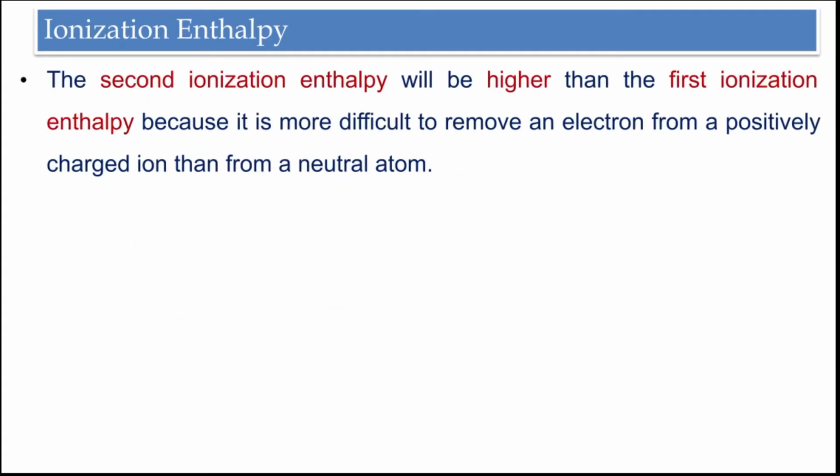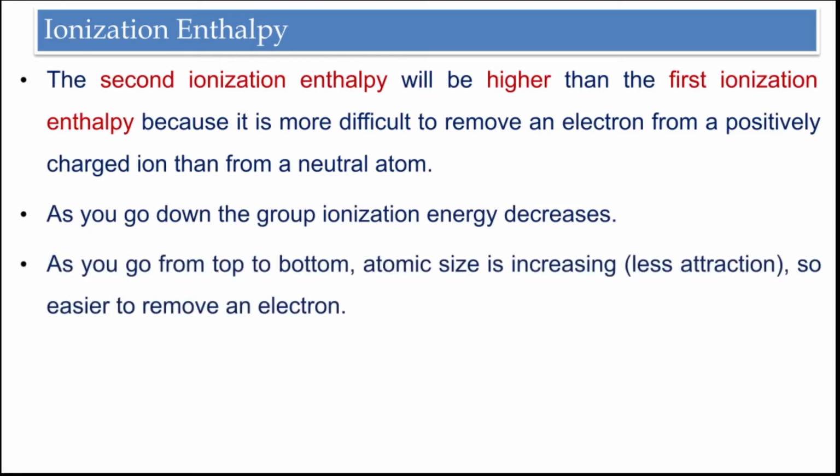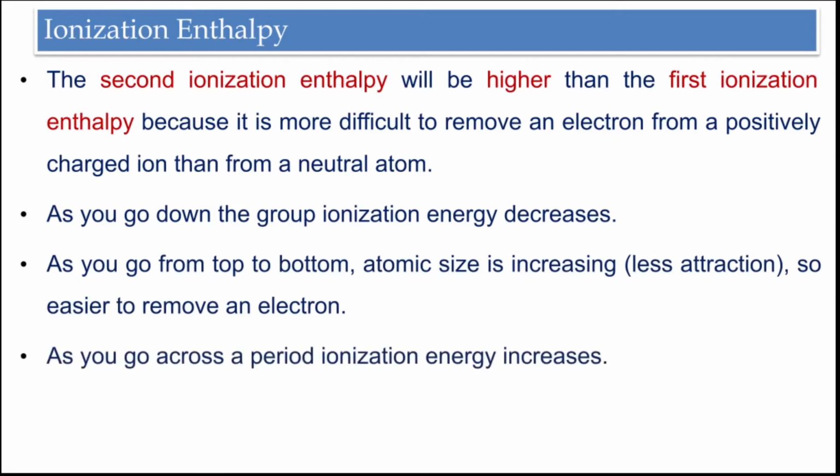The second ionization enthalpy will be higher than the first ionization enthalpy because it is more difficult to remove an electron from a positively charged ion than from a neutral atom. As you go down the group, ionization energy decreases. As you go from top to bottom, atomic size is increasing. So what happens? Less attraction will be there, so it is easier to remove an electron. Because of that, ionization energy decreases down the group.